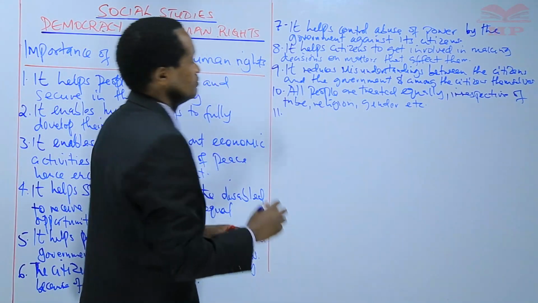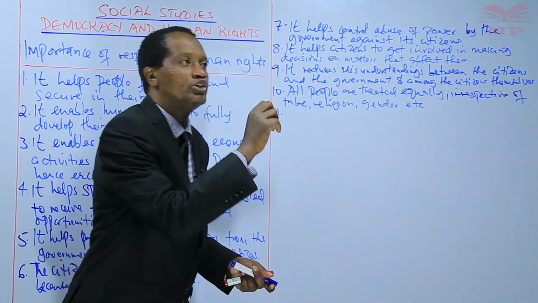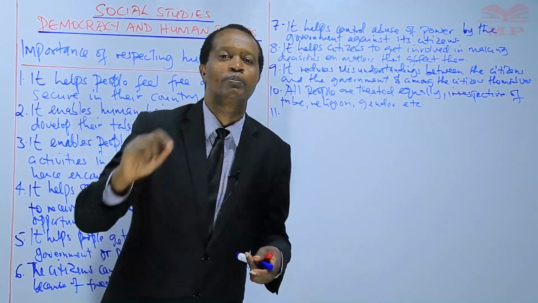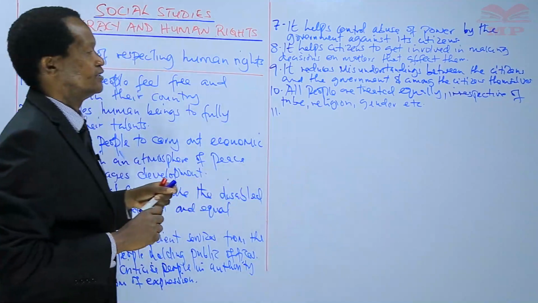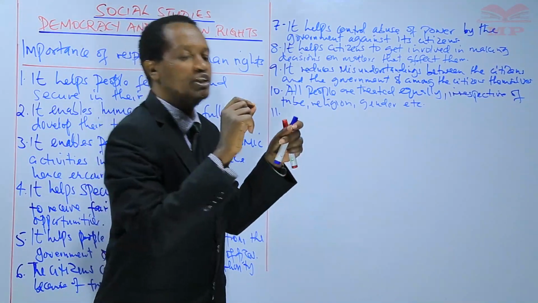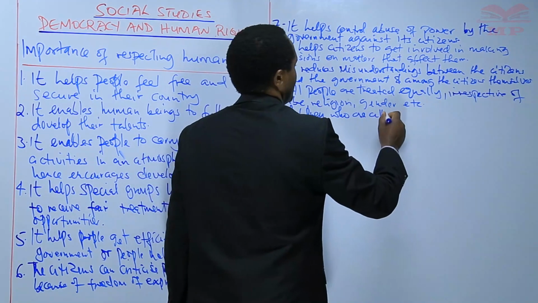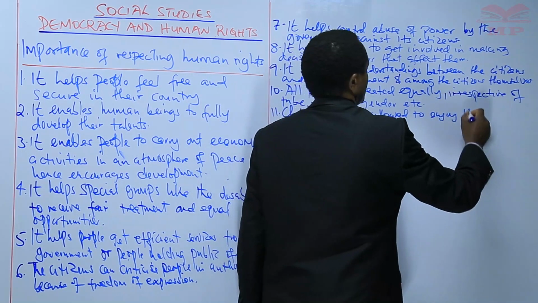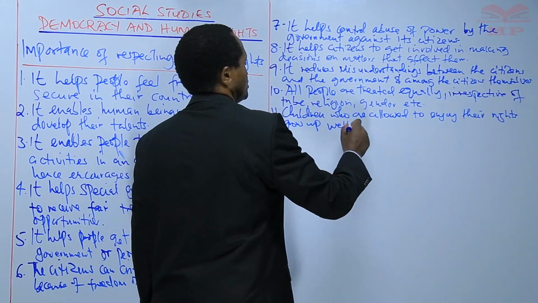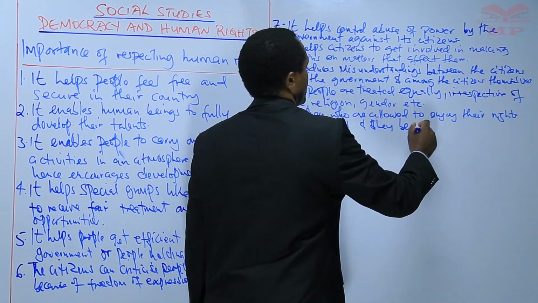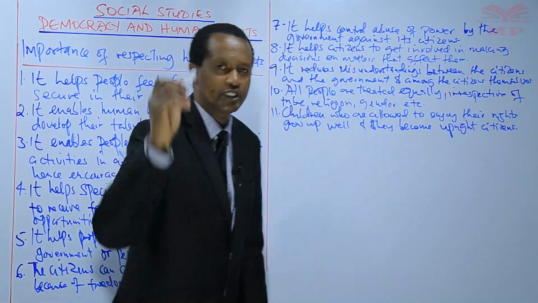Number 11, another reason why respecting human rights is important is because children who are allowed to enjoy their rights are able to grow up well, and they become upright citizens. They become productive citizens.